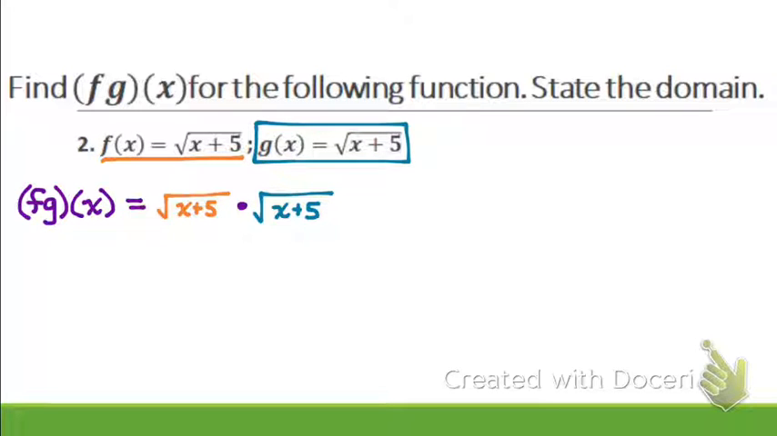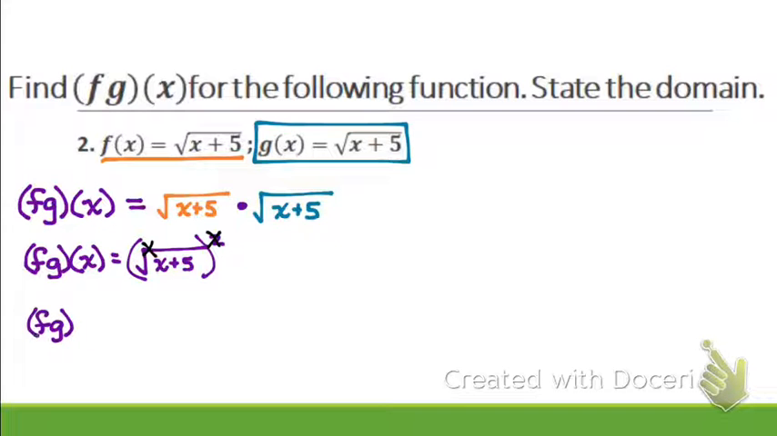I'm sorry, one more time. Our square roots are going to cancel, absolutely. Because I have f of g of x equals the square root of x plus 5 multiplied by itself. So the squared and the square root are going to cancel each other. And so that means f of g of x is just what? X plus 5.